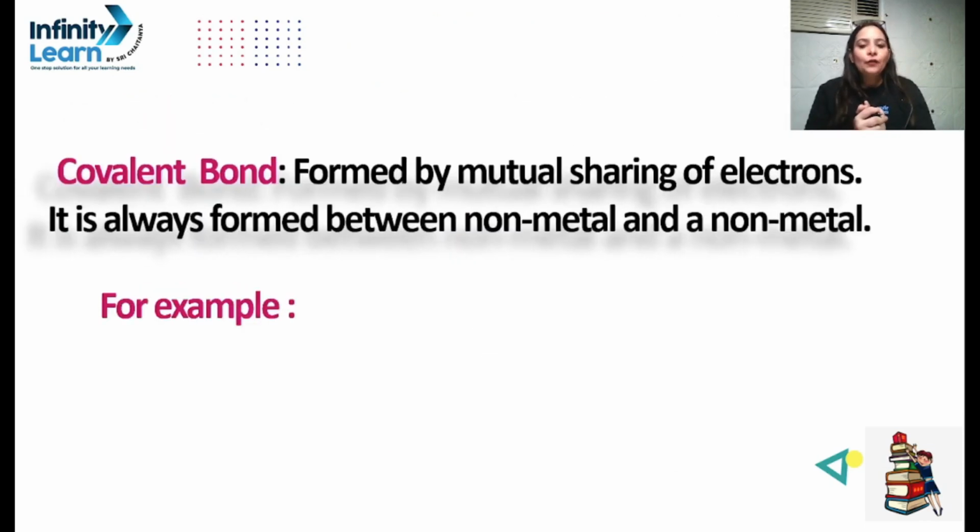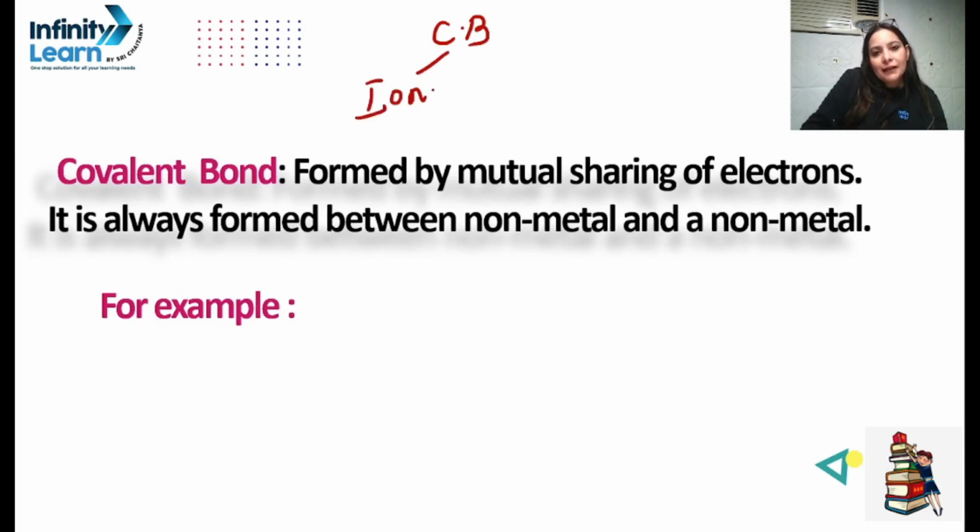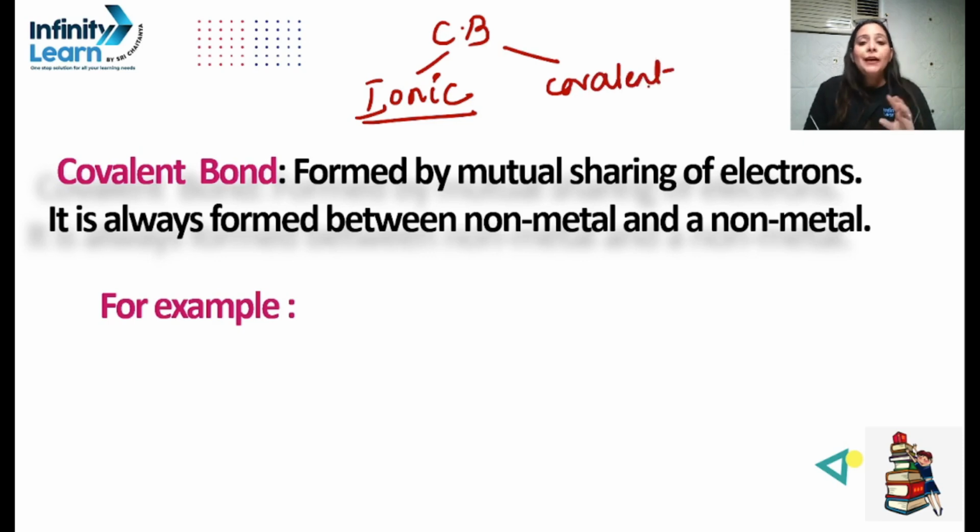We have already discussed the ionic bond. Now let's discuss the covalent bond. Covalent bond is the bond which is formed by mutual sharing of electrons. It is just like if you have one toffee and one candy and you wish to share with your friend, you can just halve it and you both can share. So it is mutual sharing of electrons, and this bond is always formed between a non-metal and a non-metal, always.